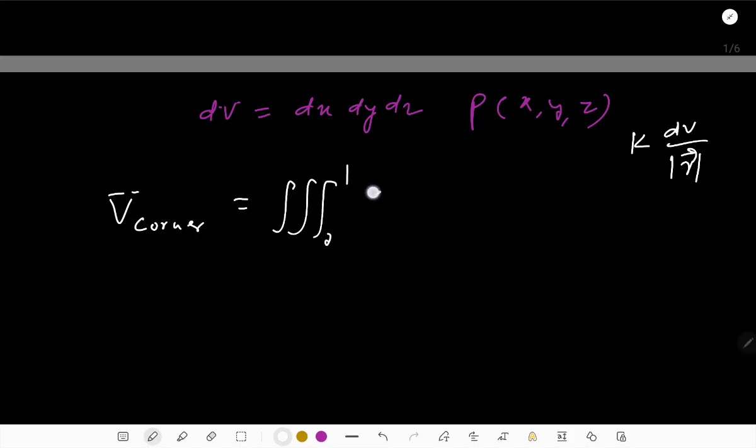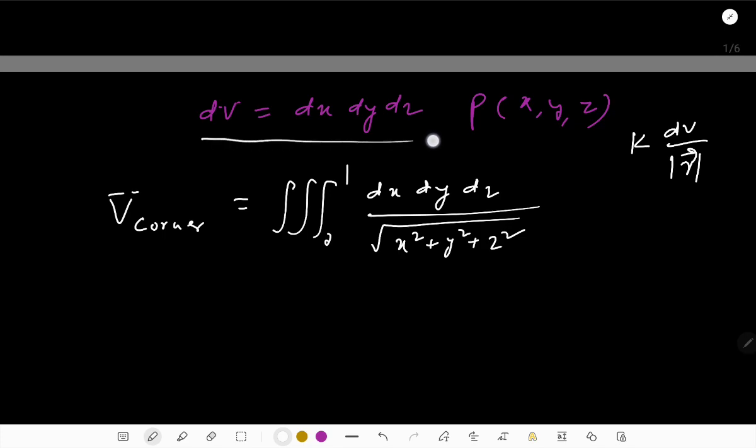So I can write here V corner as the integral of dx, dy, dz divided by under root x square plus y square plus z square, because it is placed somewhere at x, y, z, and any of the corners may be its origin.